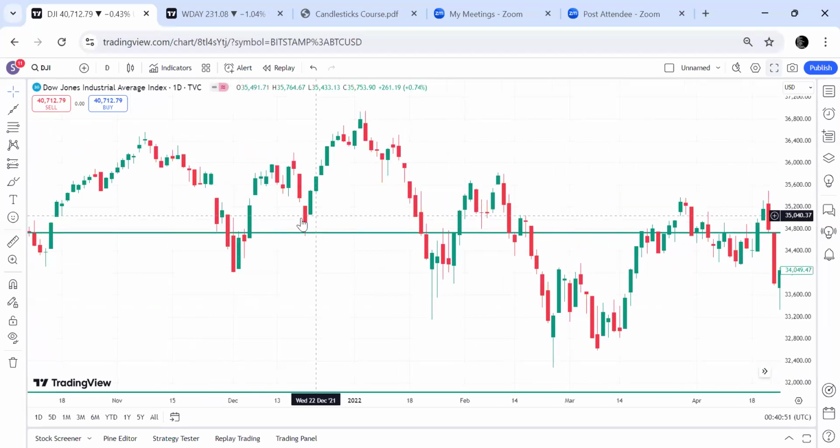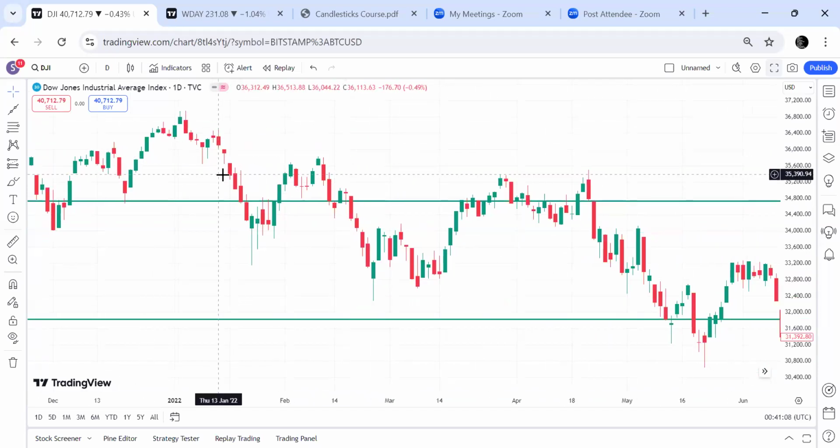as you can see here, 20 December 2021. On 20 December 2021, a bearish Marubozu candle formed when the market was down and there was a support level, and it indicated a breakout.